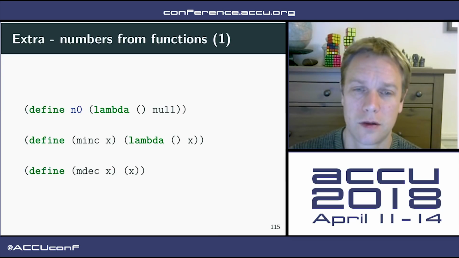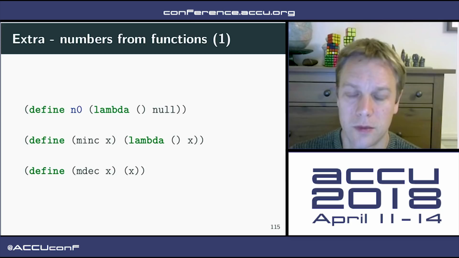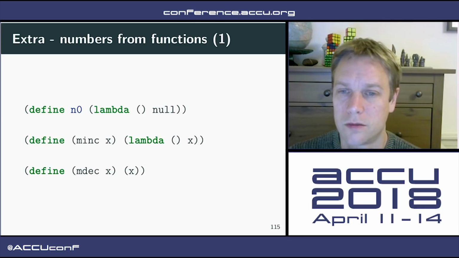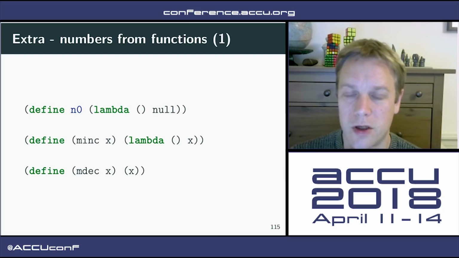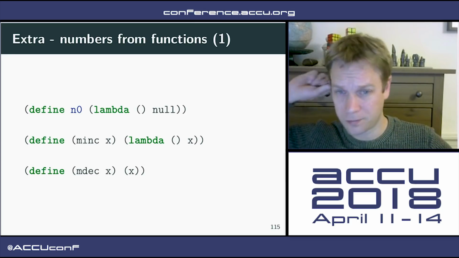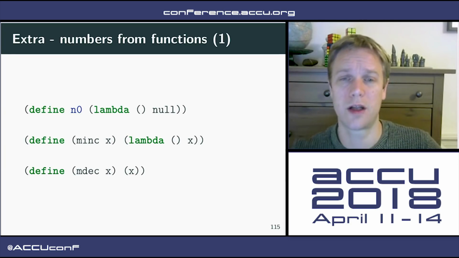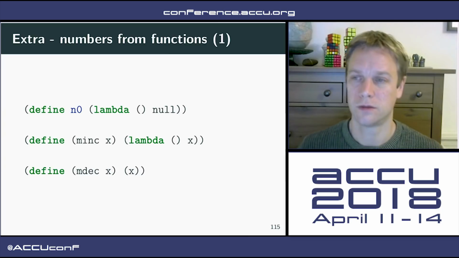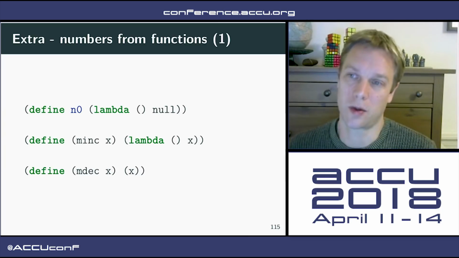Let's define a variable called n0 as a function which takes in no arguments and returns the empty list. So why would we do that? Well, bear with me. We define this thing called n0, and it is a function that returns the empty list and doesn't take any arguments.